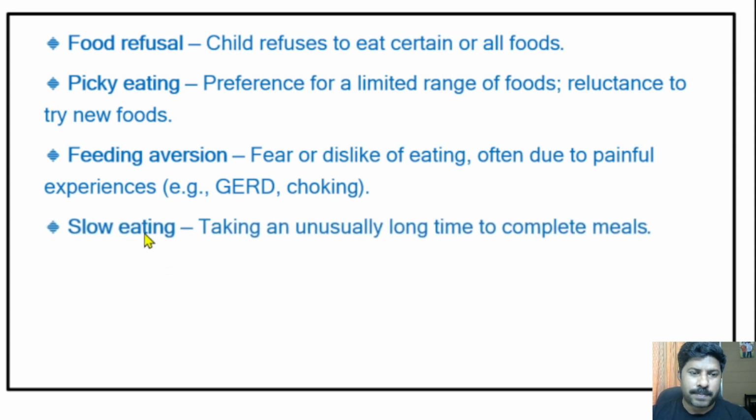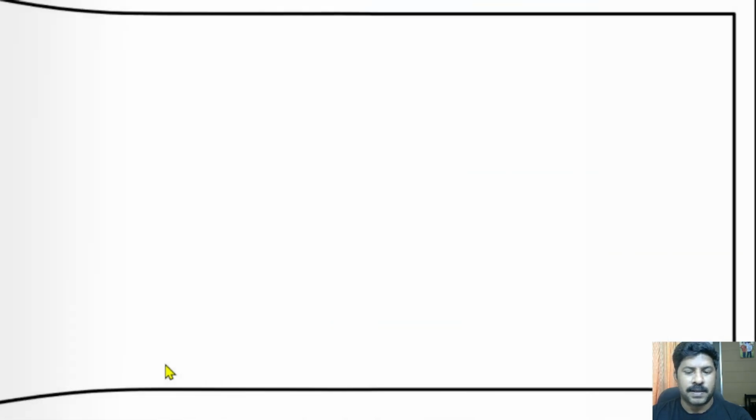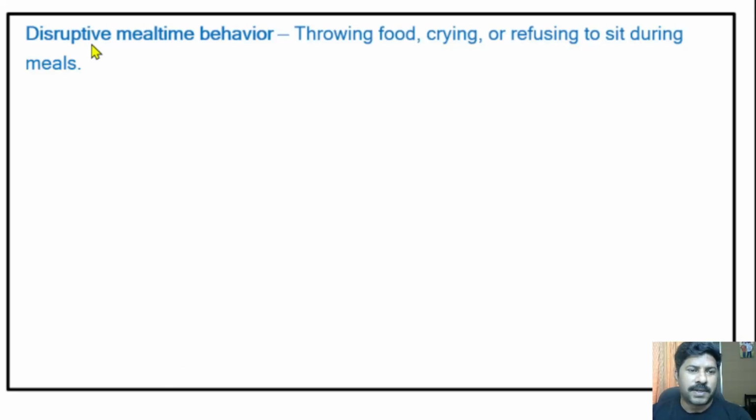Then another problem is slow eating. The child may take an unusually longer period of time. Then gagging or vomiting during meals. It can occur due to sensory issues or medical problems. So there will be medical problems for that. It may cause gagging or vomiting during meals. Then another common issue, disruptive mealtime behavior, that is throwing food, crying during eating or refusing to sit during meals. These are the disruptive mealtime behaviors.